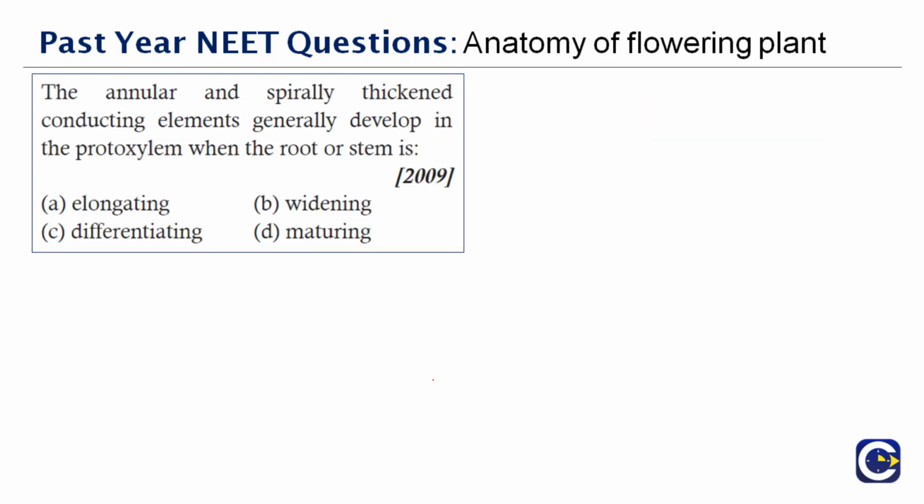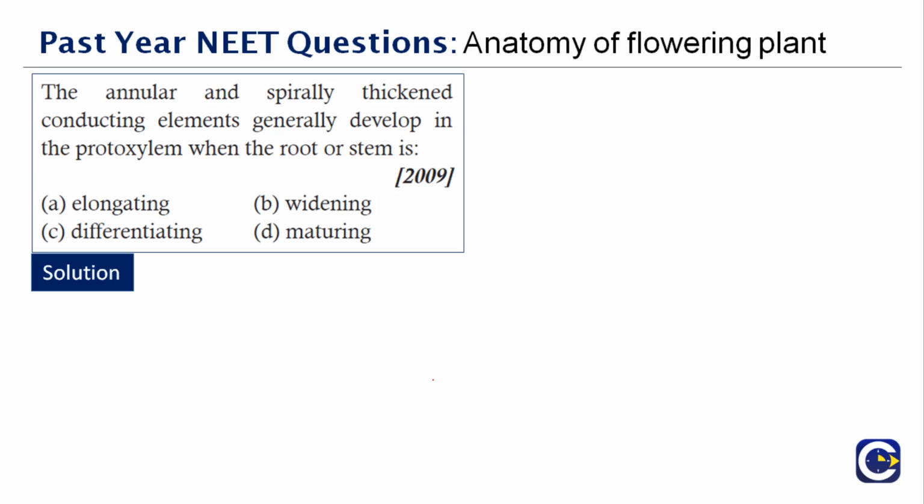Next question here. The annular and spirally thickened conducting elements generally develop in the protoxylem when the root or the stem is dash. Okay, the question is very simple and the answer is also easy here. The annular and the spirally thickened conducting elements generally develop in the protoxylem when the root or the stem is maturing. Obviously, only when it gets matured you find these attachments. Without maturing you can't find them. Therefore this is a very straight answer. You don't need much explanation because it's very well understood here.